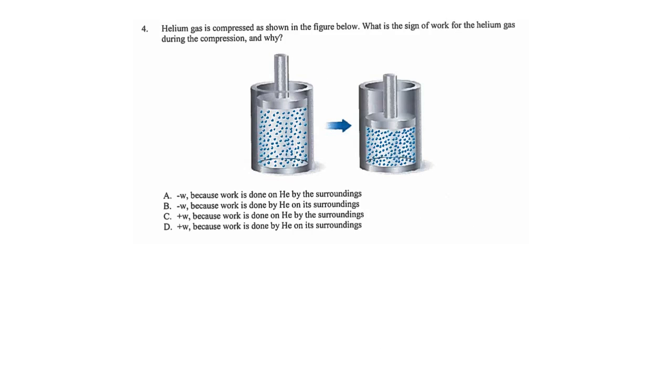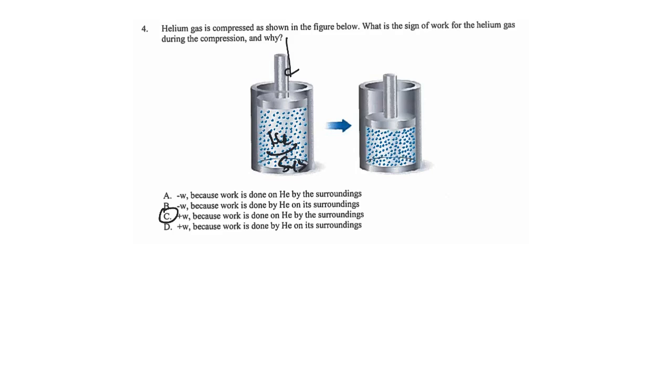Helium gas is compressed as shown. What is the sign of work for the helium gas during the compression? So we have helium inside, that's our system. If it's going to decrease in volume, it has to be worked on by the surroundings. So the surroundings have to do work to push inward on that piston. So the surroundings are doing the work, the system is absorbing the work. So the sign of the work absorbed by the system, W, would be positive. Work is being absorbed by the system because it's worked on by the surroundings.